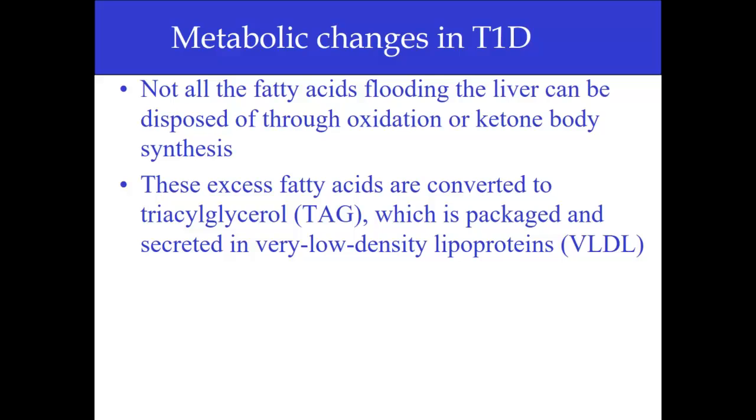Why does all this fat mobilization lead to ketone body formation? Because what is the product of fat breakdown? Acetyl-CoA. This acetyl-CoA should enter the Krebs cycle, but if we have too much acetyl-CoA, what will happen? This acetyl-CoA will be converted to ketone bodies. Even with that, not all the fatty acids that are broken down will be made into ketone bodies. We will have excess fatty acids which will be converted to triglyceride and packaged into VLDL.